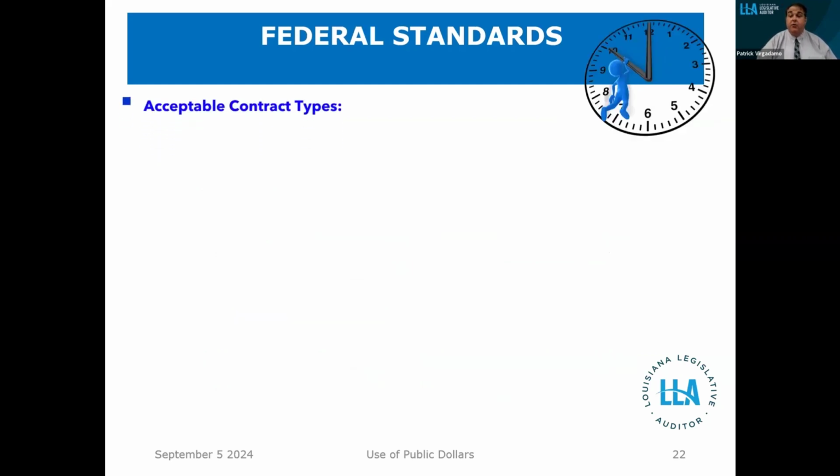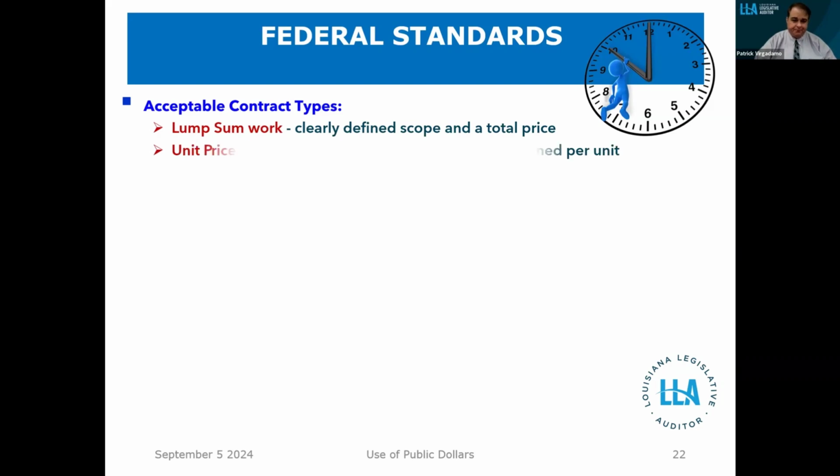Now, the federal law provides for certain acceptable contract types. These types will always be considered acceptable as a type of contract. Lump sum is the simplest type of contract, where you have a clearly defined scope. I will pay you X to do Y. You do Y, I pay you X, and that's it. There's no other qualifications in that. Lump sum work is going to be an acceptable type.